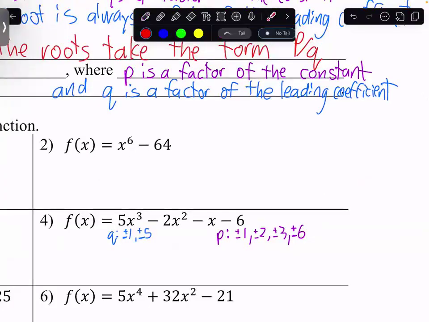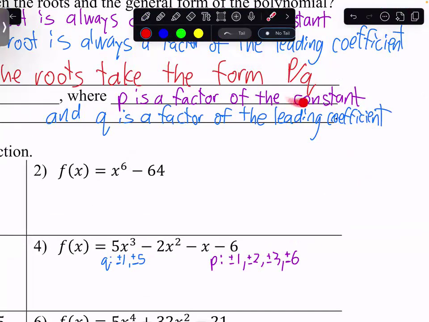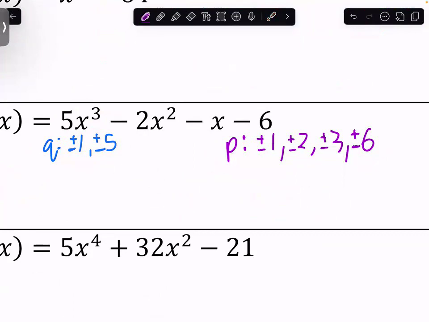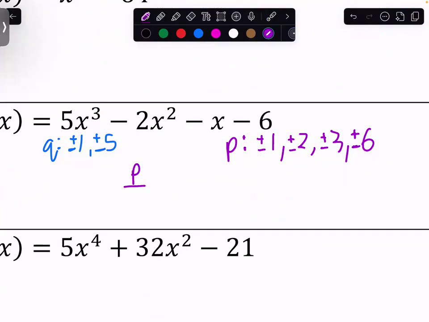So what we do with them is now we want to turn them into fractions of the form P over Q. This is the part where it's easiest to make a mistake because normally we read left to right, so you would think this part comes first, but it's P over Q. So this part comes first. You're going to make fractions where the numerator comes from the P list and the denominator comes from the Q list.